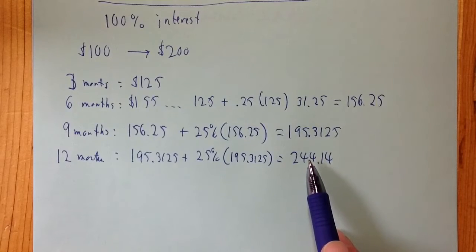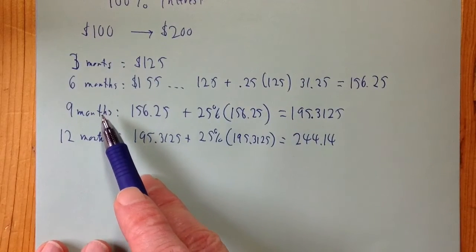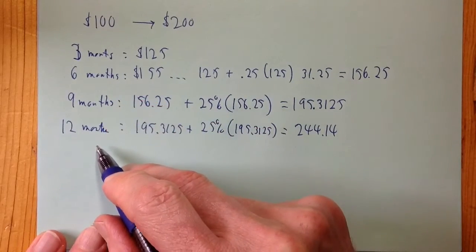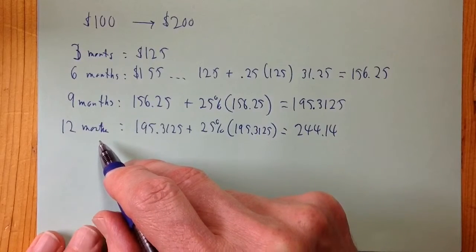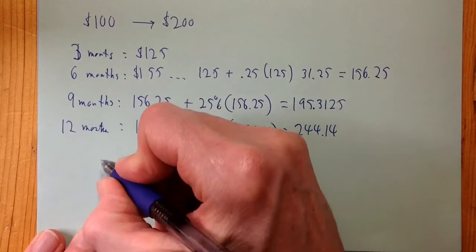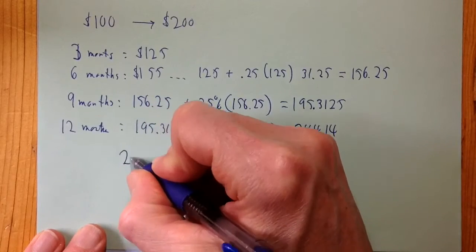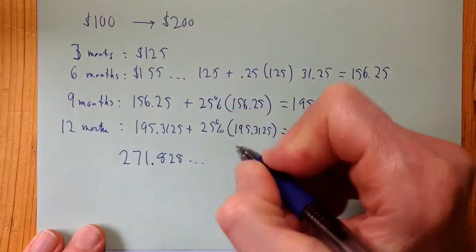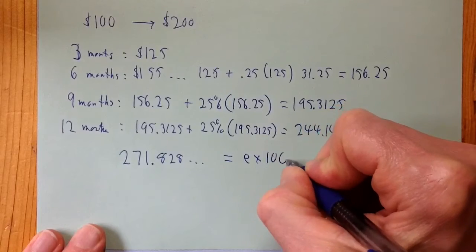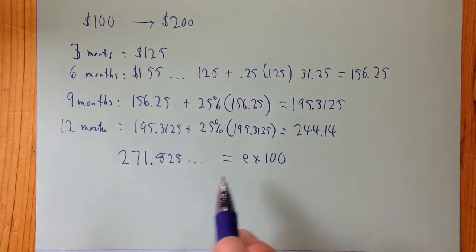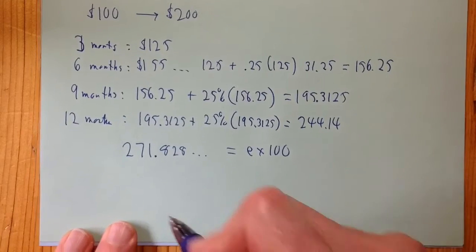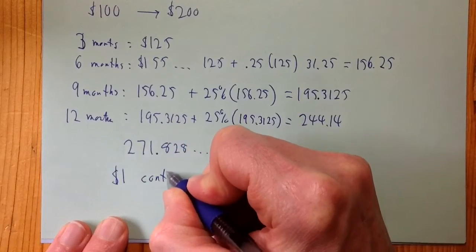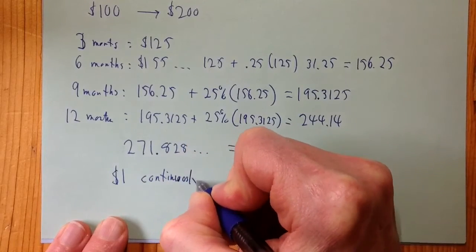$244. Now, it would be even better if they gave you interest every month, or every day, or every second, or every millisecond. And if they gave you interest infinitely fast, so we go down to the 0.00001 seconds, then the most money you could possibly make was $271.828 ... which is E times 100, because we started off with $100. So E is a number that you get if you start off with $1 and you compound it continuously.